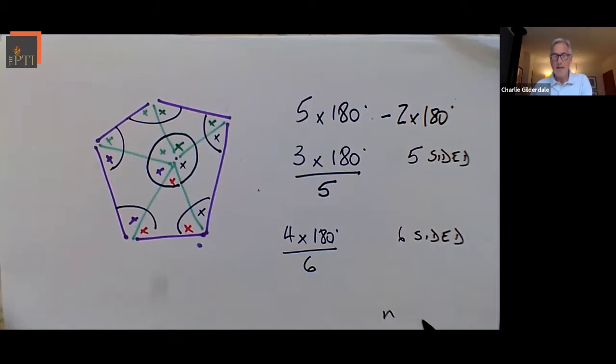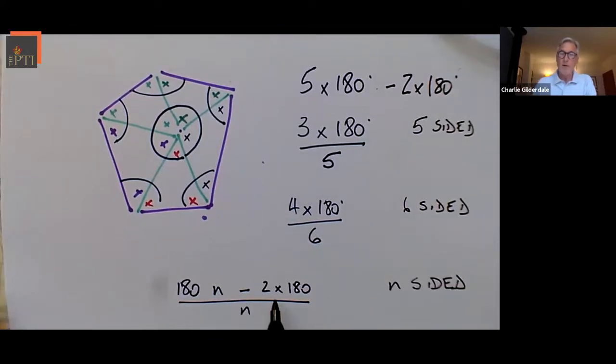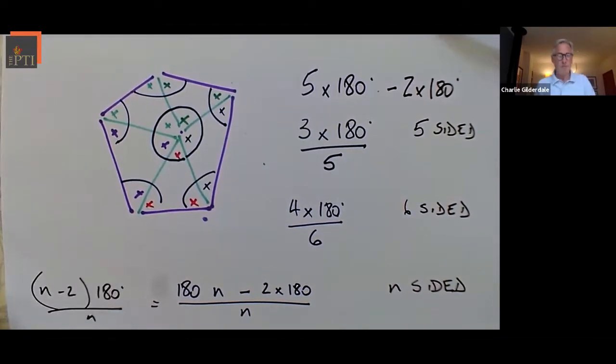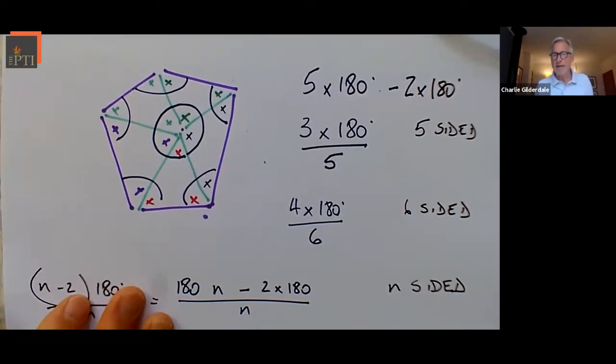And just like before, for an n-sided polygon, I would have n triangles, so it's 180 degrees times n, minus 2 lots of 180 degrees, all divided by n. And this here would give me n minus 2. I'll work backwards. N minus 2 lots of 180 degrees divided by n, which is what we got on the previous sheet as well. So a different way of getting exactly the same formula.